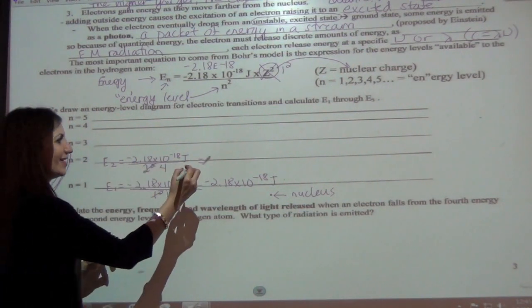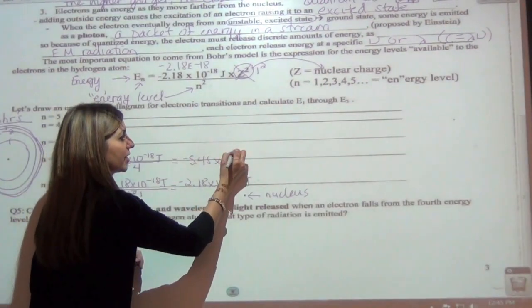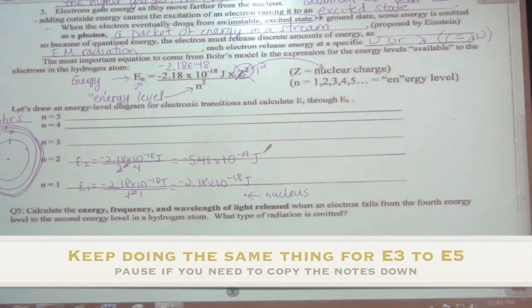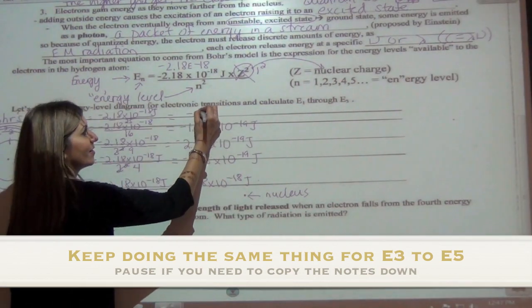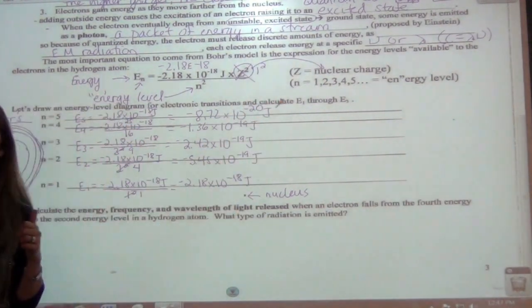Negative 5.45 times 10 to the negative 19. Awesome. Negative 5.45 times 10 to the negative 19, and we've got joules. Negative 8.72 times 10 to the negative 20. Nice. Negative 20 now. Perfect.